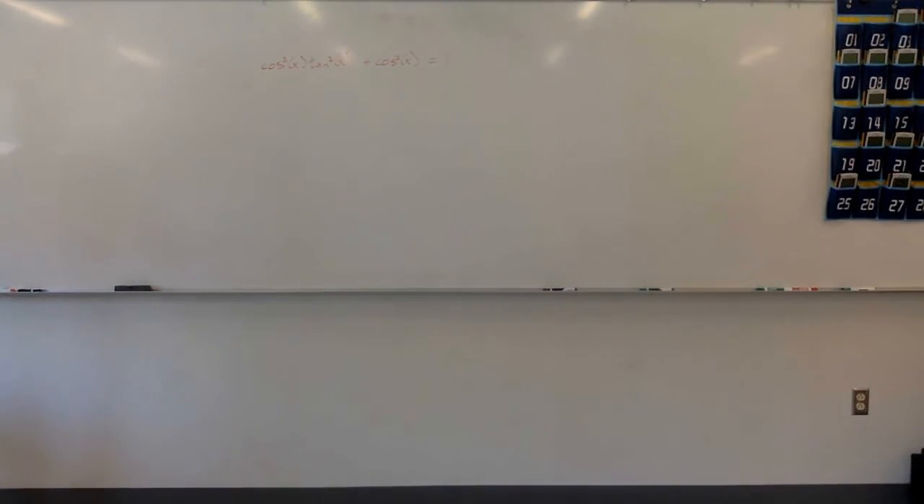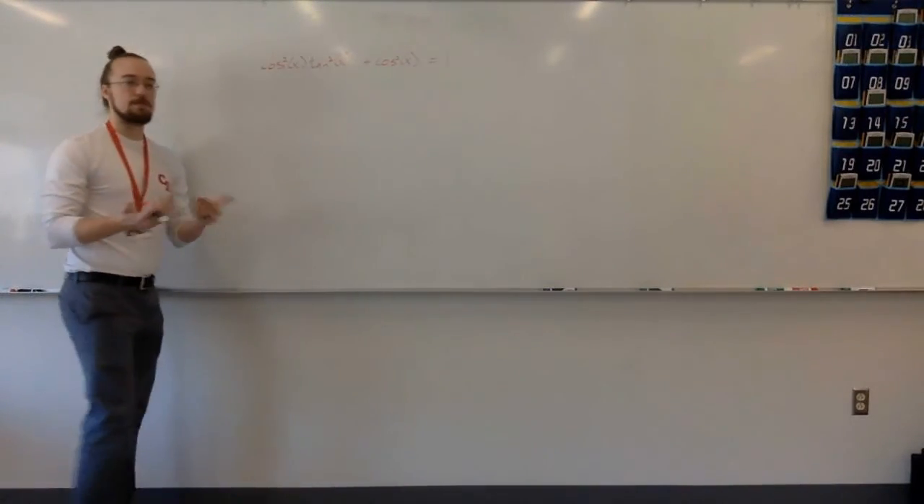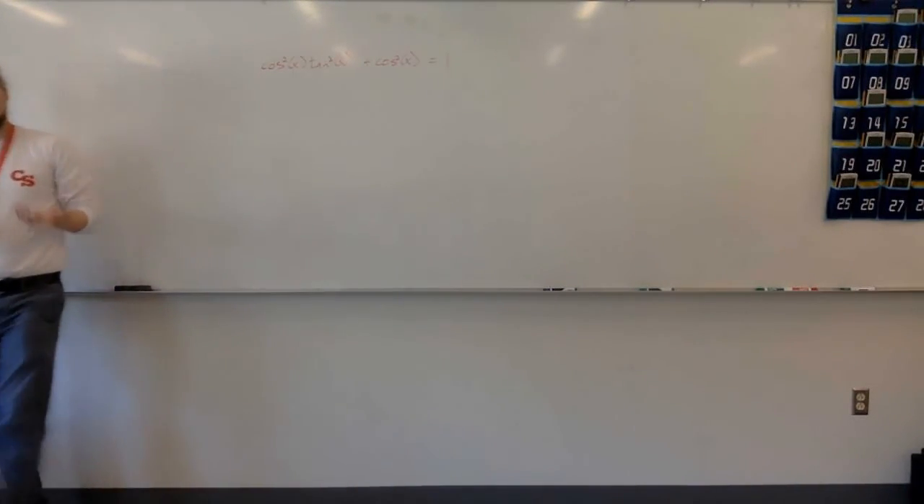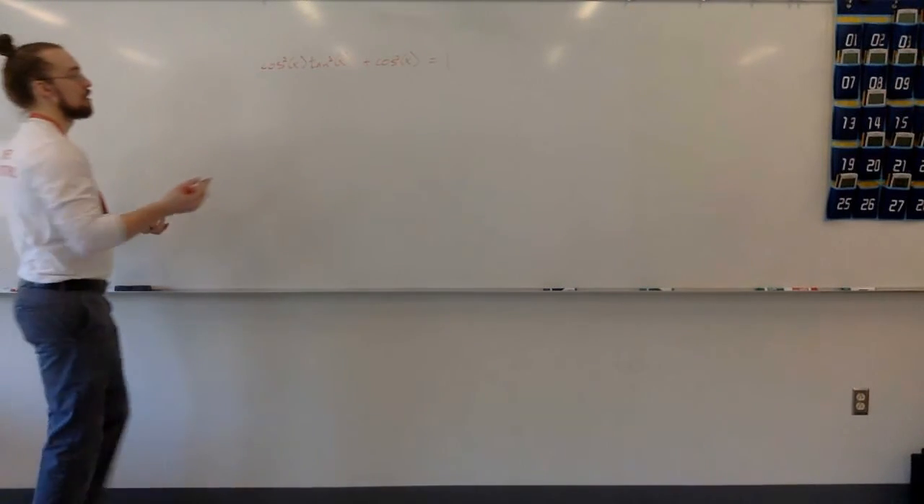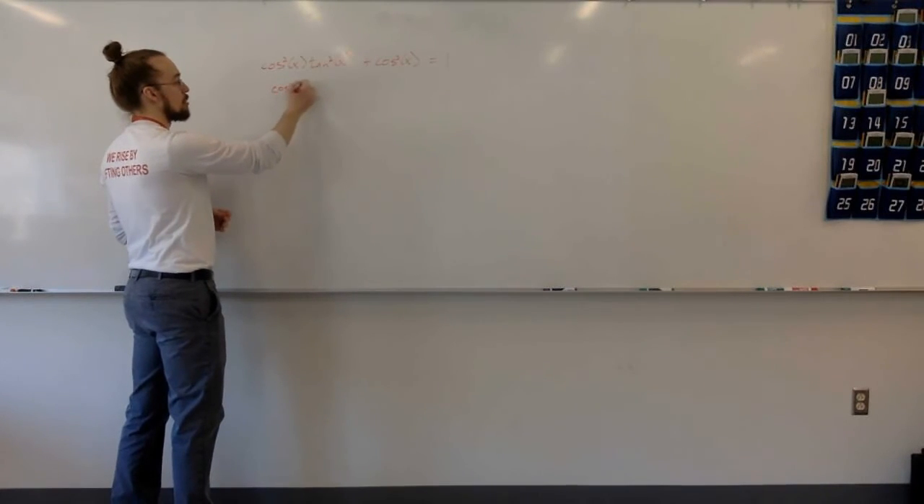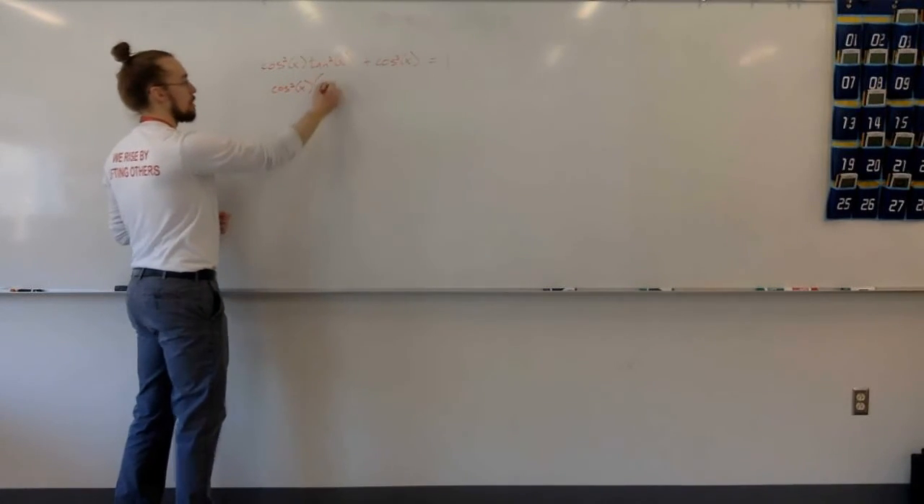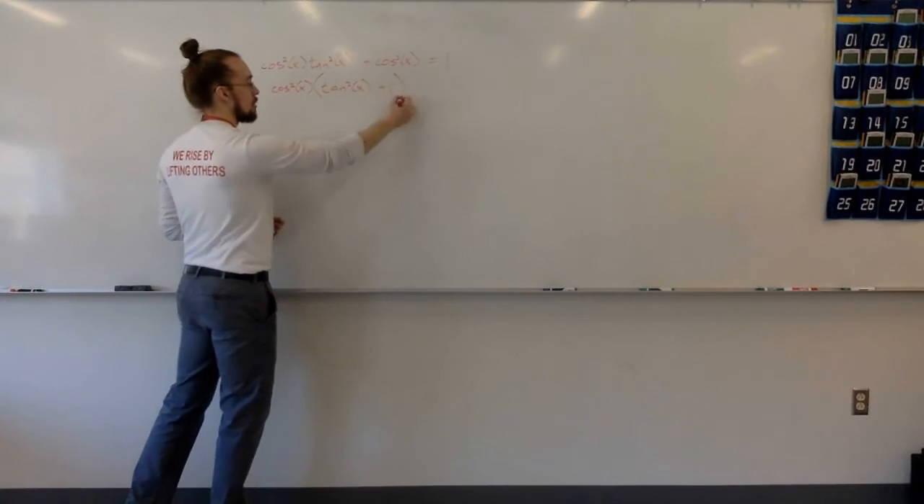We used factoring in that long, complicated one. But in this problem, I see a cosine squared in each term on the left side here. Well, we could start by factoring out a cosine squared. So this could become cosine squared of x times tangent squared of x plus 1.